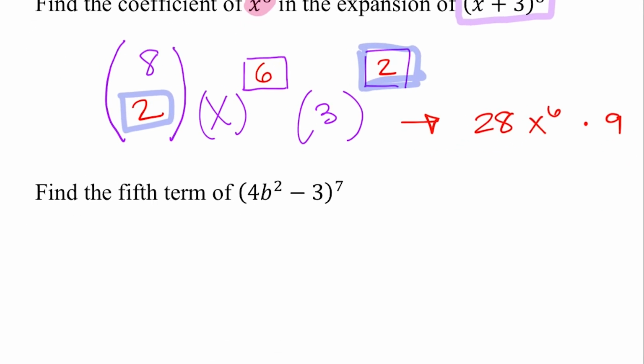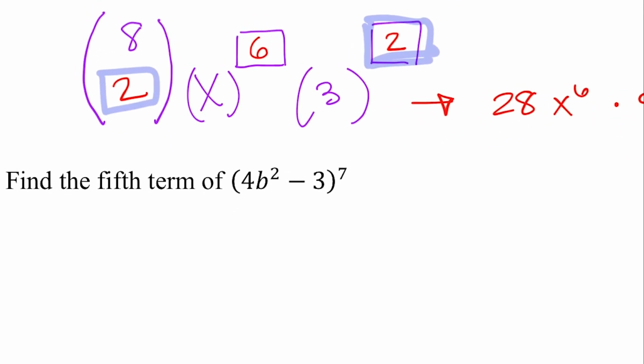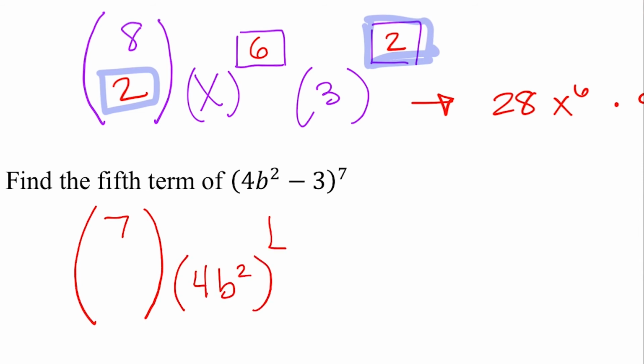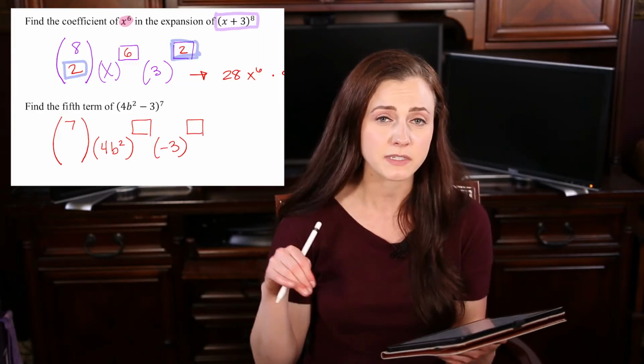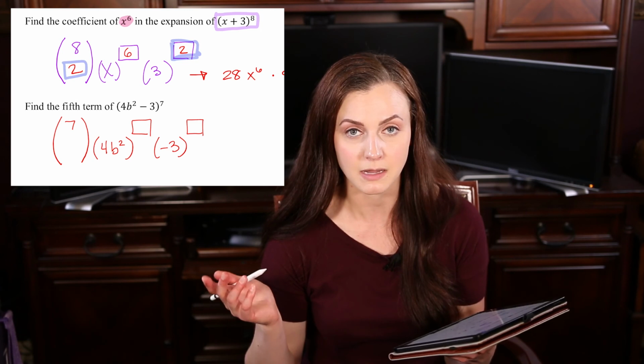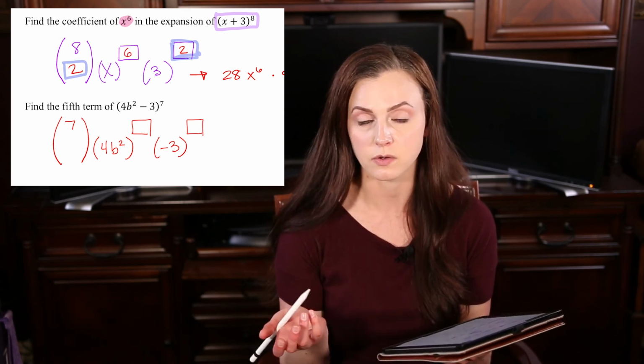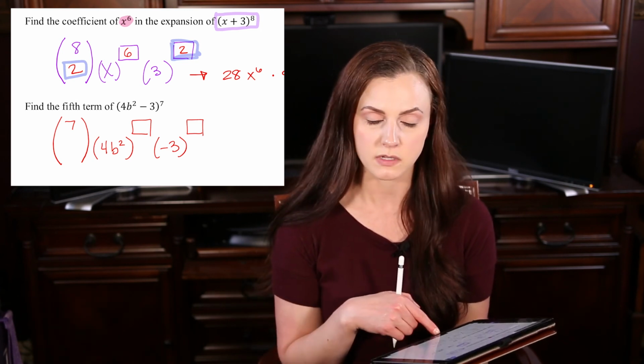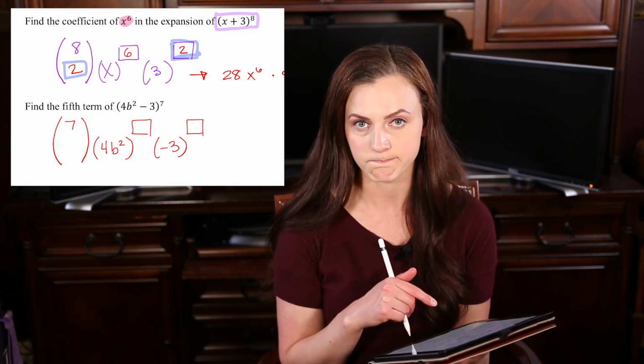And then our final example, this one says find the 5th term of 4b squared minus 3 to the 7th power. So I'm going to set this up. I know 7 is going to go on top because that's my n. Then we'll have 4b squared raised to some power, and then negative 3 raised to some power. This one's a little different. The last one, I told you it was x to the 6th. That immediately filled in one of those boxes, right? We knew it was going to be x to the 6th. All this one says is find the 5th term.